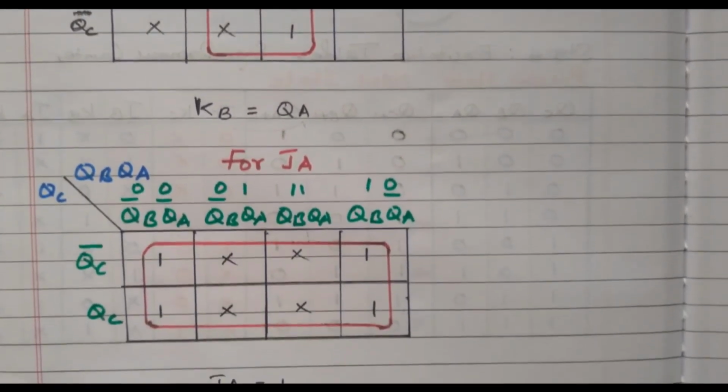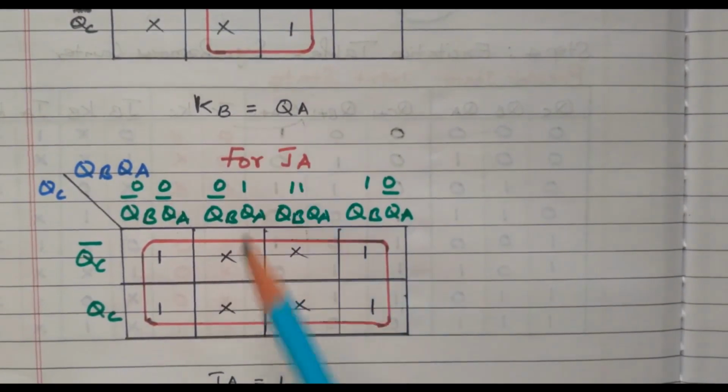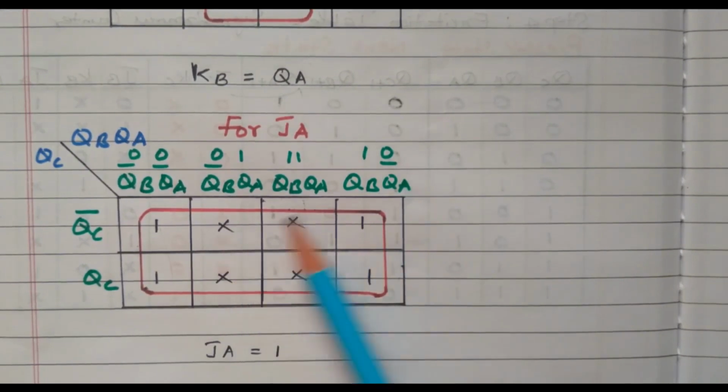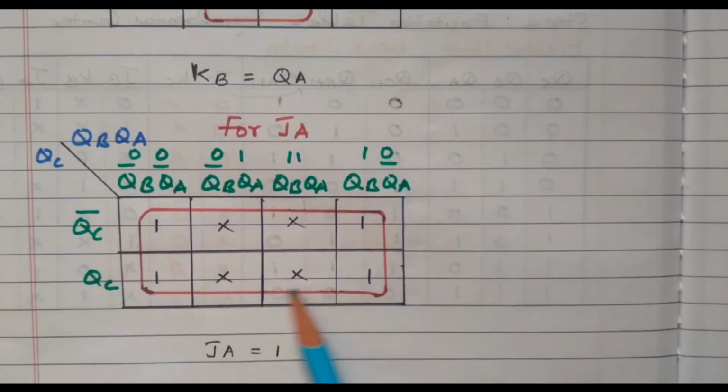From the tabular column, while marking the JA, what did we get? These two cells are 1, these 4 cells are cross marks, and these 2 cells are 1. So we can combine all 8 cells. This is called a don't care condition. While grouping we can take the don't care condition. So if you take all these 8 cells, everything is cancelled, and we only have JA equal to 1. The input to the A type J flip-flop is 1.